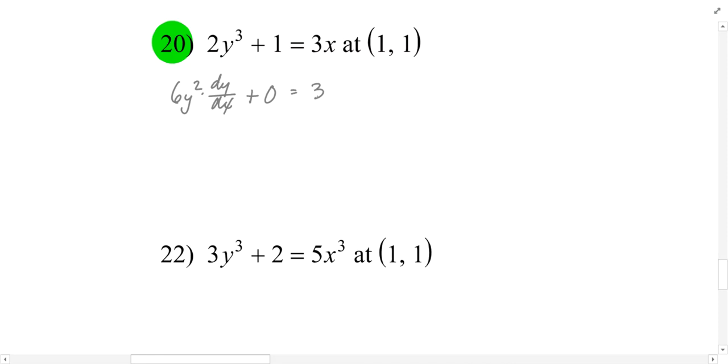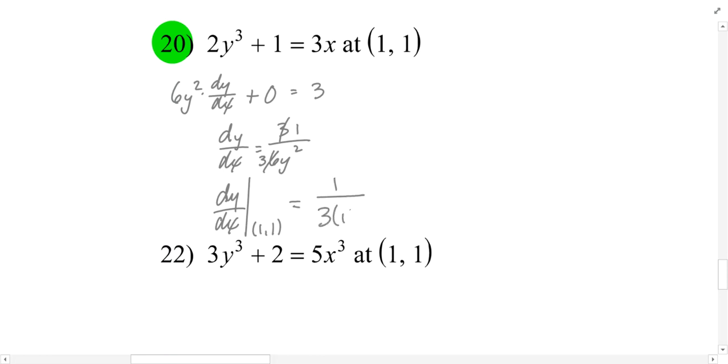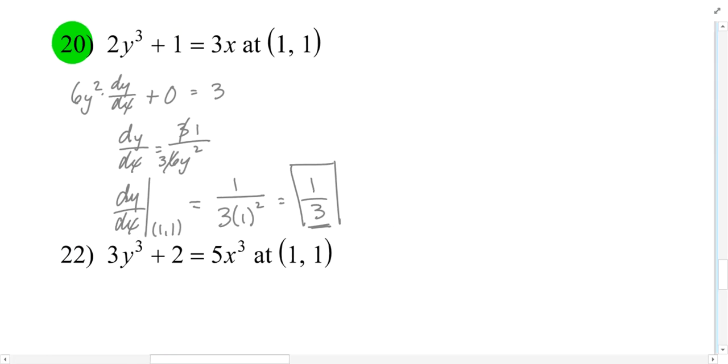plus 0 equals 3. And when we isolate dy/dx, we need 3 divided by 6y squared. This 3 and the 6 will reduce to 1/3. And if I evaluate dy/dx at the coordinate (1, 1), then we have 1 over 3 times 1 squared, which equals 1/3. So that's technically a stopping point for this particular question.